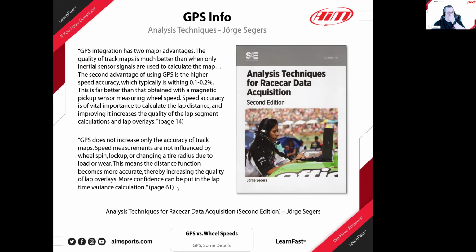And on page 61, it talks about what I mentioned a moment ago. It does not only increase the track maps, but speed measurements are also not influenced by wheel spin, lockup, or changing of the tire radius due to load or wear. So that distance function becomes more accurate.